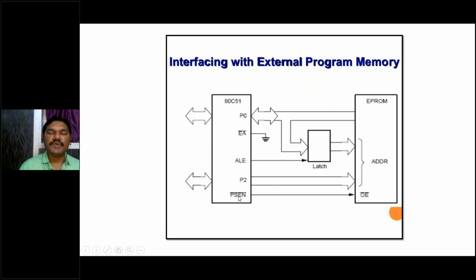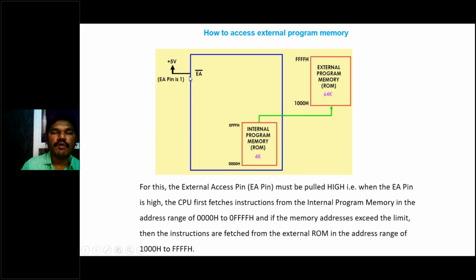PSEN stands for program store enable. This program store enable helps us to call the data from the external ROM memory. That is only how to call. Now, I want to read the data from either internal memory or external memory. Then EA bar must be 1. If the EA pin is 1, it means the external memory is inactive. Then data will be called only from the internal memory.